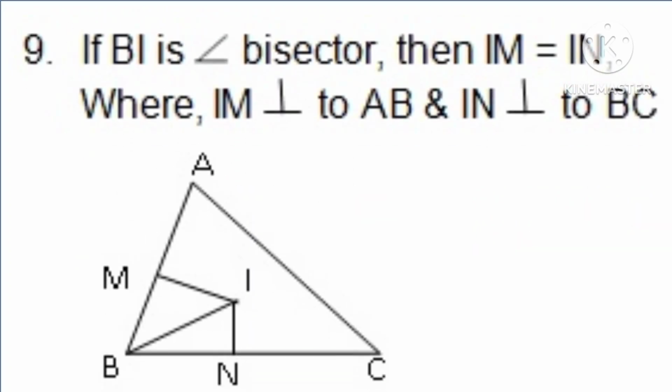9. If BI is the angle bisector of angle B, then IM equals IN, where IM is perpendicular to AB and IN is perpendicular to BC. Note this can be proved by congruency of triangles IBM and IBN by the AAS rule.